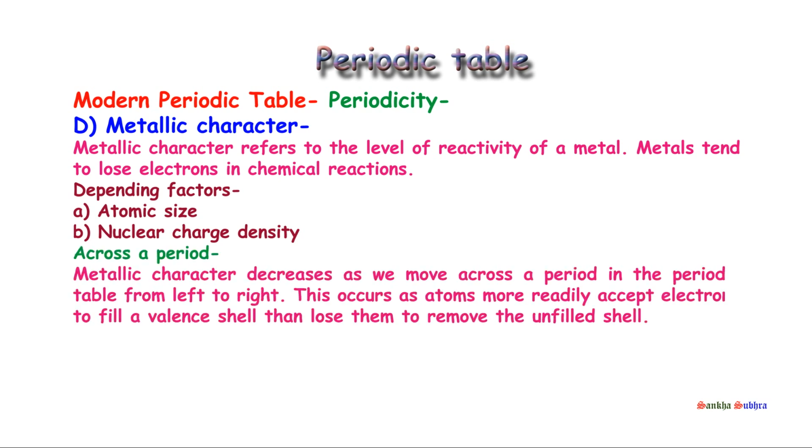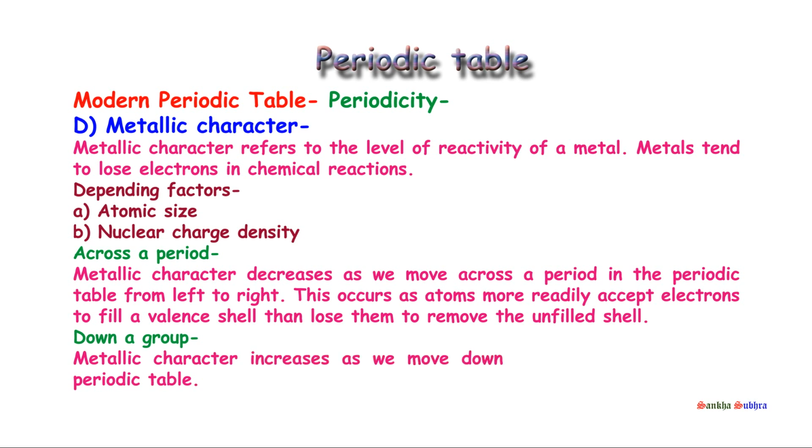Now, across a period, if we try to realize the metallic character, then we will find that the metallic character decreases as we start moving from left to right across a period, because we know from left to right across a period the size of the atoms is going to be decreased. As a result, the nuclear charge density will be immensely increased. So it's difficult for the elements to release the outermost electrons. That's why the metallic character is going to be reduced.